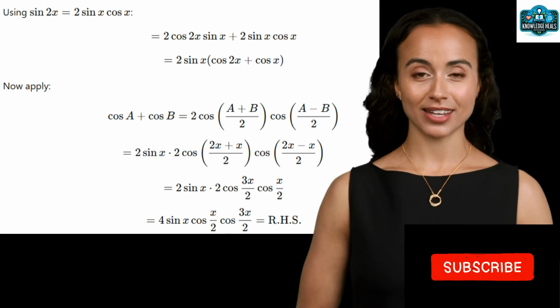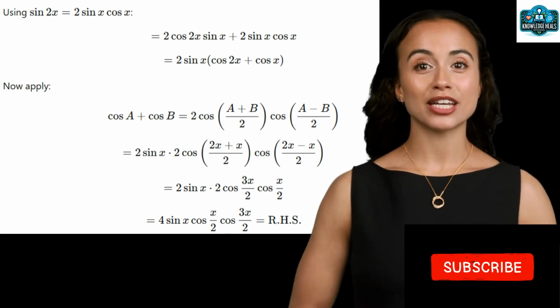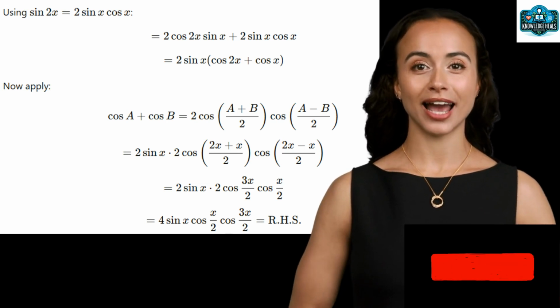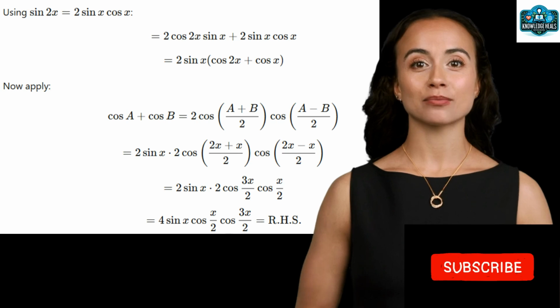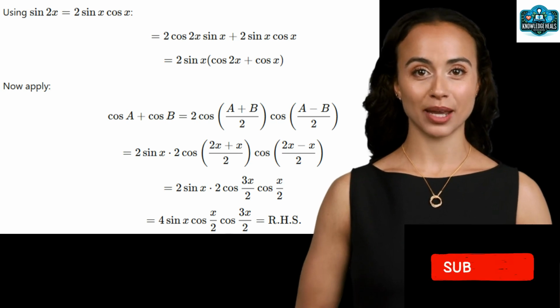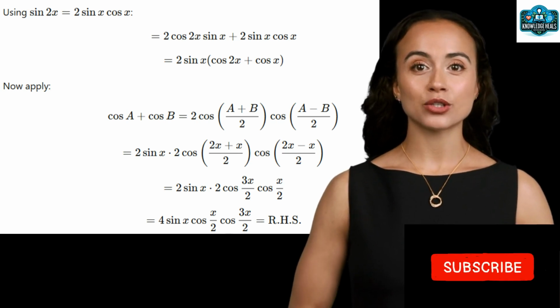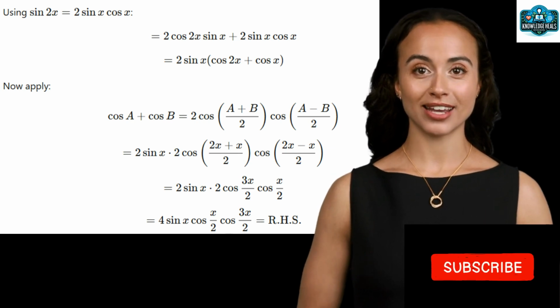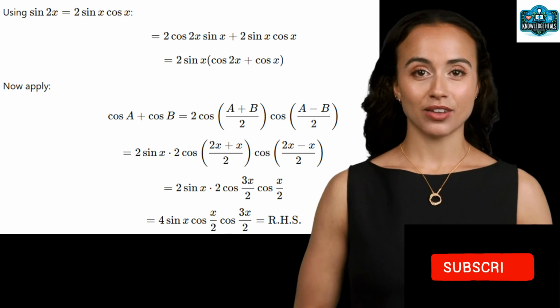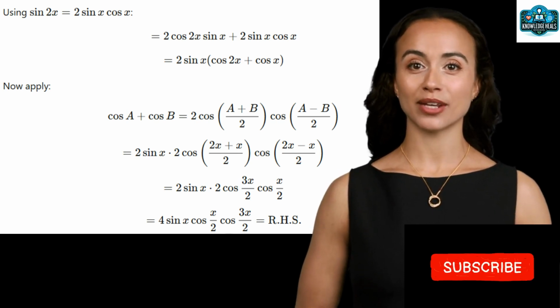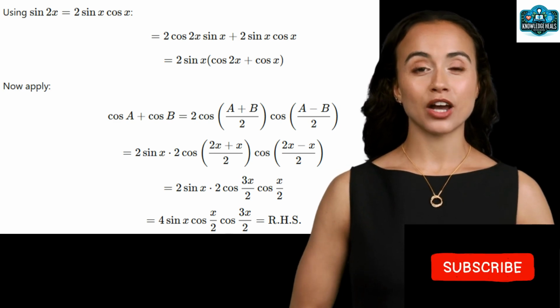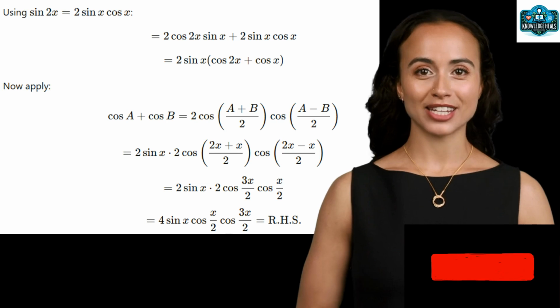Now we will use sin 2x equal to 2 sin x cos x, which is equal to 2 sin x into (cos 2x plus cos x). Then we use the identity of cos A plus cos B, and we get the equation 2 sin x into 2 cos of (2x plus x) by 2 into cos of (2x minus x) by 2, which is equal to 2 sin x into 2 cos of 3x by 2 into cos of x by 2, which is equal to 4 sin x into cos x by 2 into cos 3x by 2, which is equal to RHS. Hence, our equation is proved.